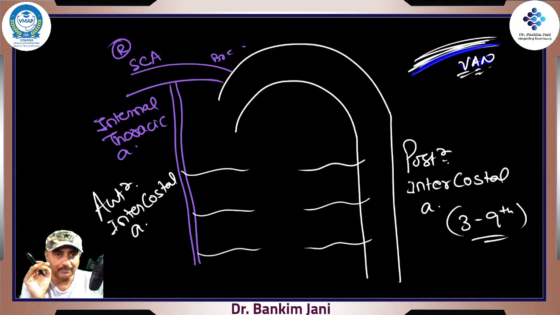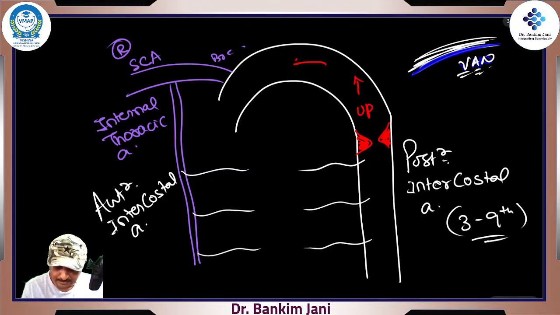Now, whenever there is obstruction, see what happens. There is coarctation. When there is coarctation, this upstream part is under high pressure. That high pressure is transmitted. It goes to this subclavian, then to the internal thoracic, reaches over here, and then goes to the anterior intercostal. These vessels are under high pressure, so they are pulsatile.